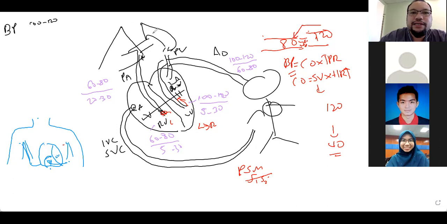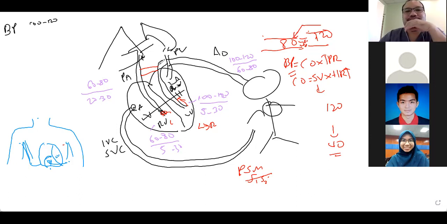Cuba kalau kita create lubang dekat tempat lain pula. Contohnya dia ada lubang dekat sini. Dia ada shunt in between the PA dengan aorta. What is this? Okay, look sikit. Dia ada satu vessel connecting this between PA and aorta. Apa ni? What we call this? Patent ductus arteriosus.